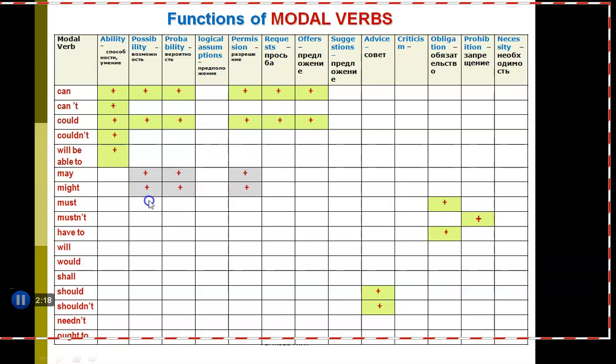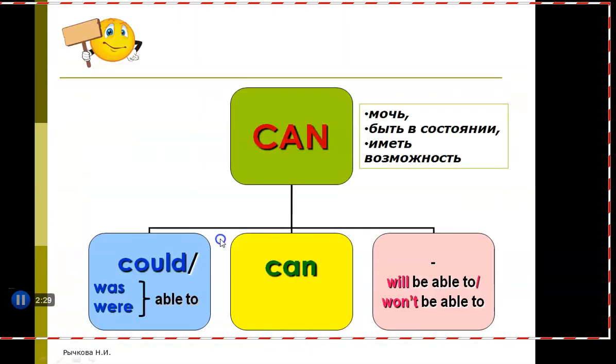May, might is the possibility. Plus you can see probability, permission, may also, might also.